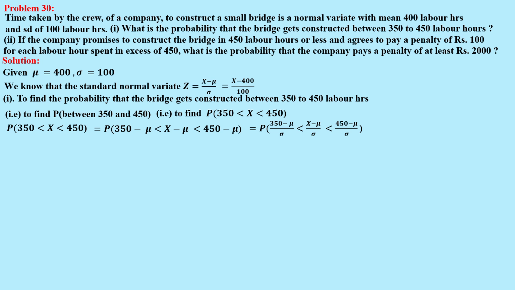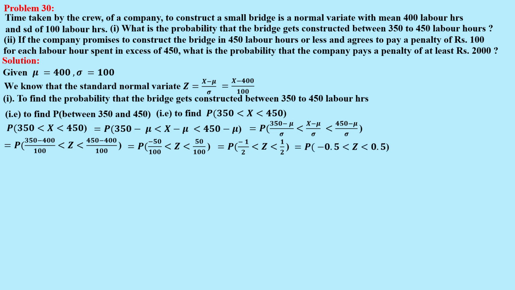by sigma, right? So substituting the value of mu and sigma, probability of 350 minus 400 by 100, since mu is 400 and sigma is 100, less than z less than 450 minus 400 by 100, because x minus mu by sigma is z. On the second line itself we have the standard normal variate. So probability of minus 50 by 100 less than z less than 50 by 100, that is minus 0.5 to plus 0.5. So the area lies between minus 0.5 to plus 0.5, right?